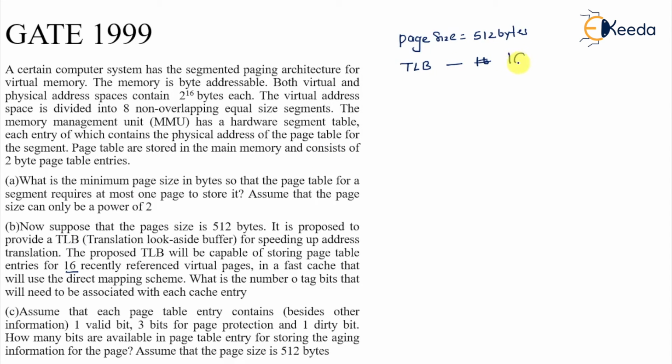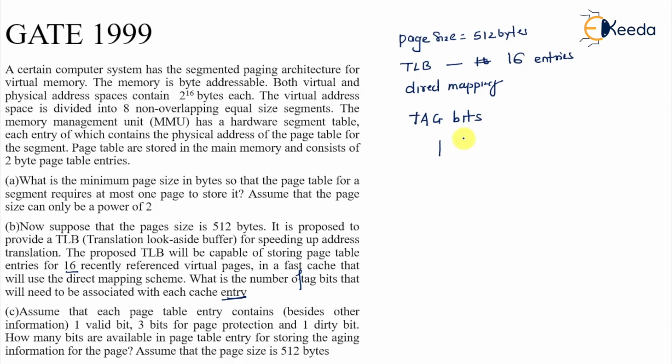16 entries it can refer. In a fast cache, that will be a direct mapping. What is the number of tag bits that will be needed to be associated with each cache entry? Okay, tag bits we need to find. So this is something related to the cache mapping, tag bits.